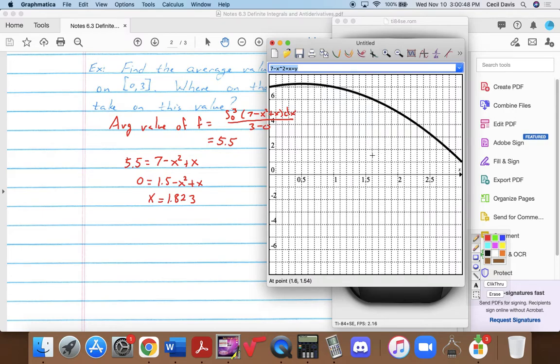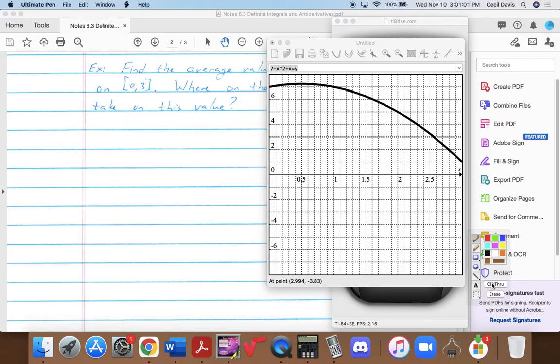If I were to find where this is 5.5, let me erase the stuff that's on here. That's 5. 5.5 right about there. And I go over. Did we get about what we wanted? What was it, 1.8 something?